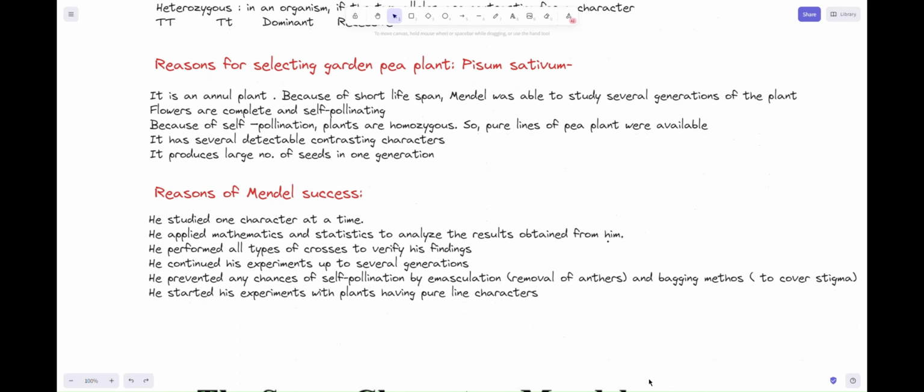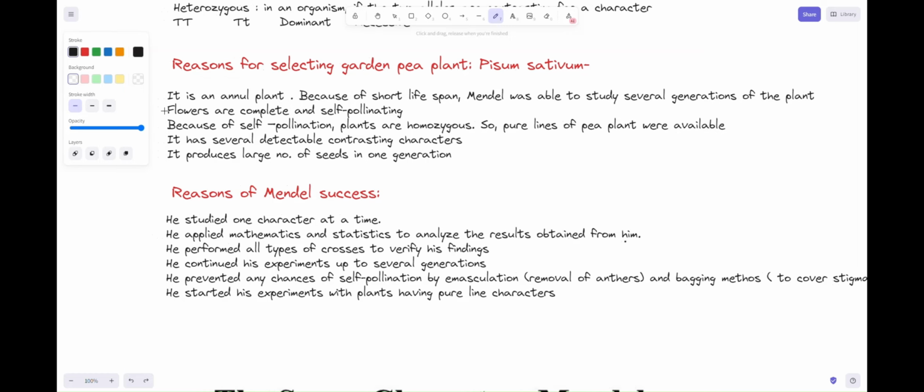But the question is, why had Mendel selected only garden pea for his experiment? Now some of the points I have written here, you can go through those points. Now this garden pea is an annual plant which survives for only 1 year, so several generations can be studied. Then the flowers are complete bisexual, they undergo self pollination. Then self pollination can be prevented and cross pollination can be done, okay.